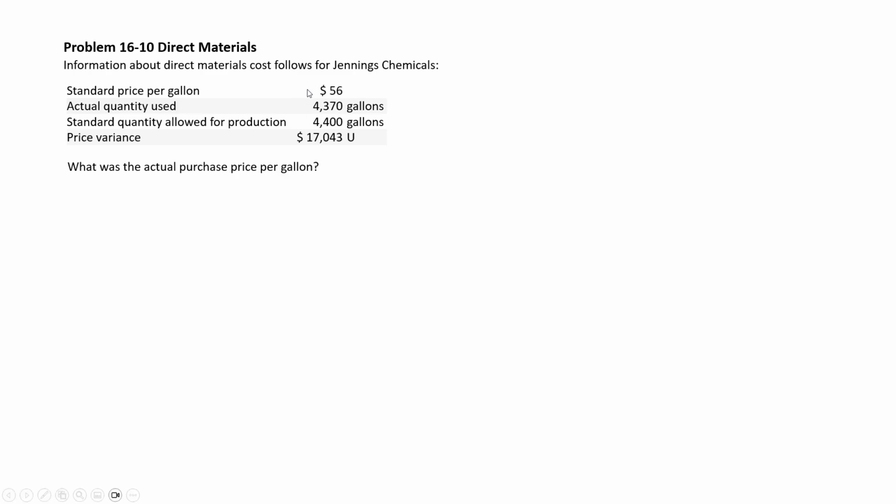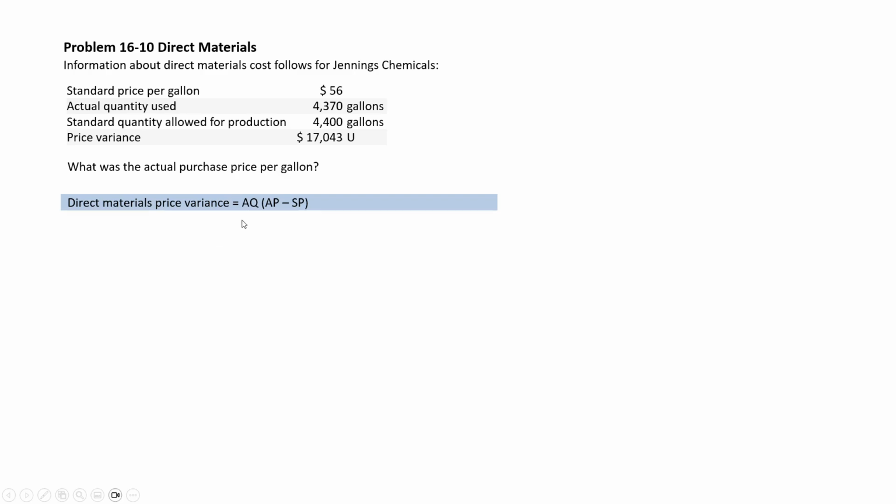They gave the standard was $56. That's what we thought we should have paid. The actual quantity used was 4,370, and the standard of what we thought we should have used for production was 4,400 gallons. Our price variance is given as 17,043 unfavorable. Since I'm given the price variance, let's just list the formula for that for materials to see if that helps out, and I can plug in these variables and solve for the unknown.